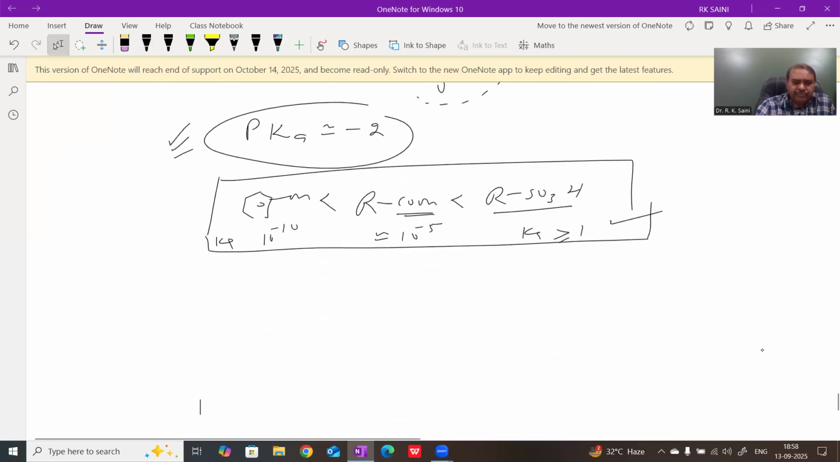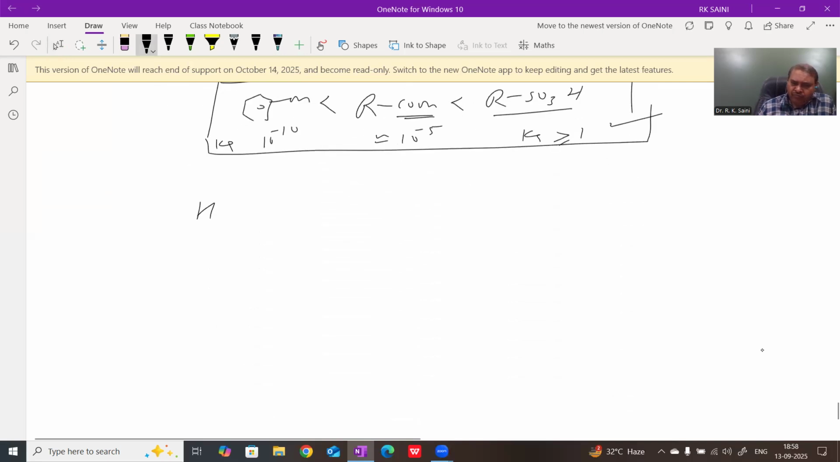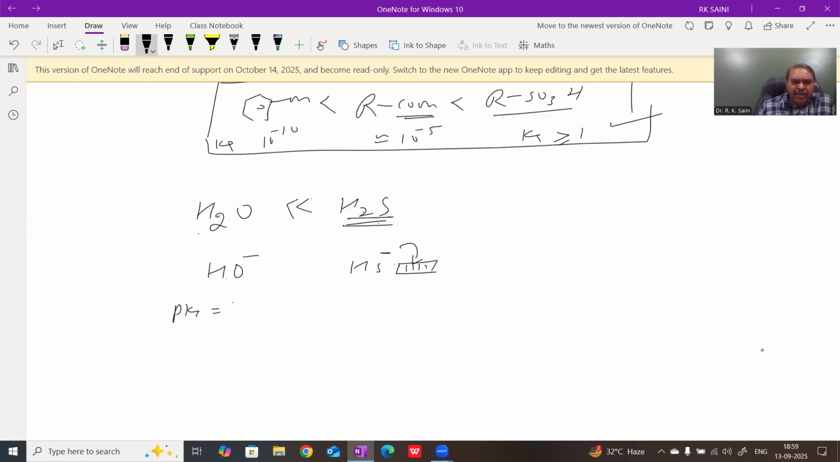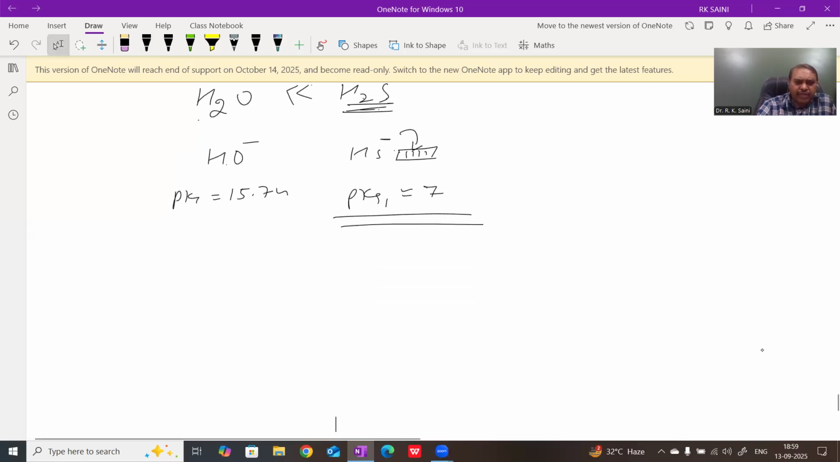Another question: we check H2O and H2S, that is, the OH ion and the HS ion. First, we check the less bond energy of HS as well as that the negative charge of the bisulfide ion disperses in its empty orbital. Therefore, H2S is a stronger acid than H2O. Their pKa is nearly 15.74 for water, and pKa1 of H2S, because it is a diprotic acid, is nearly 7, meaning a stronger acid. Also check the Ka and pKa of alcohols.